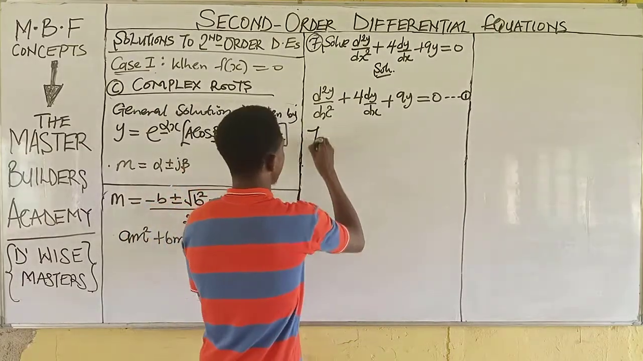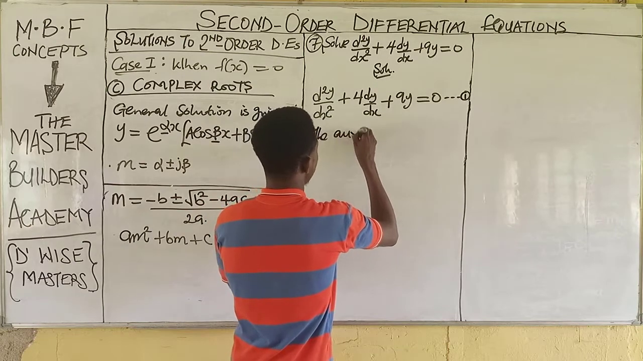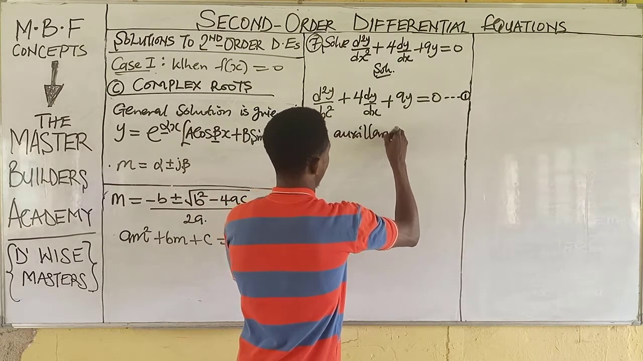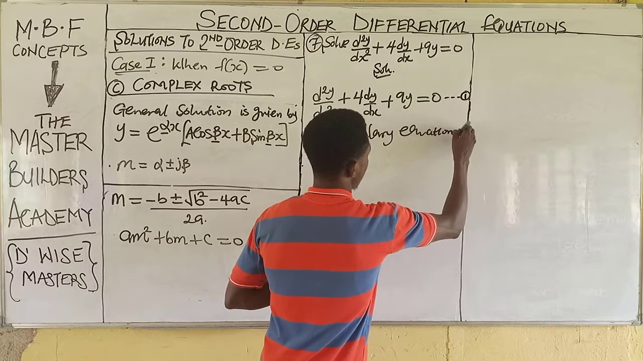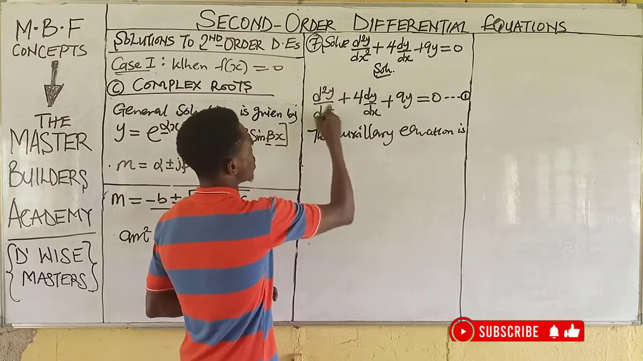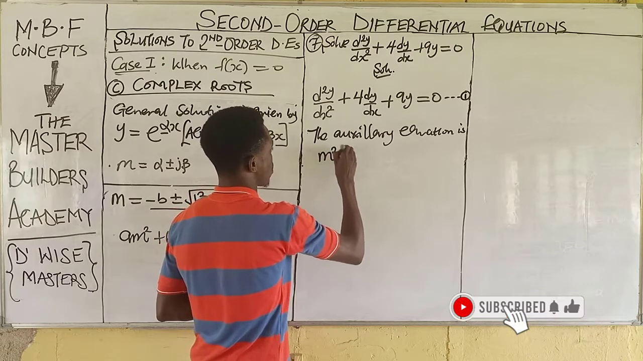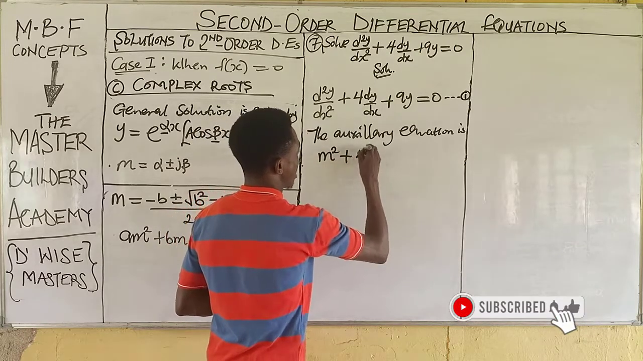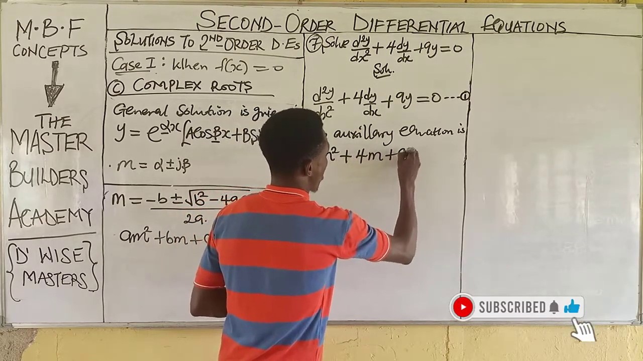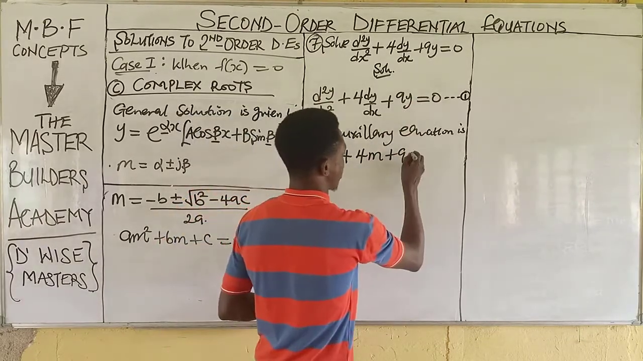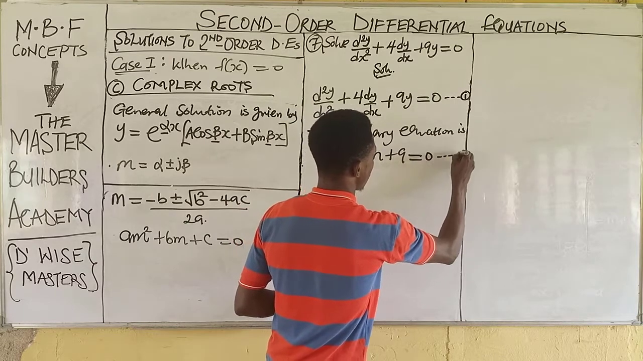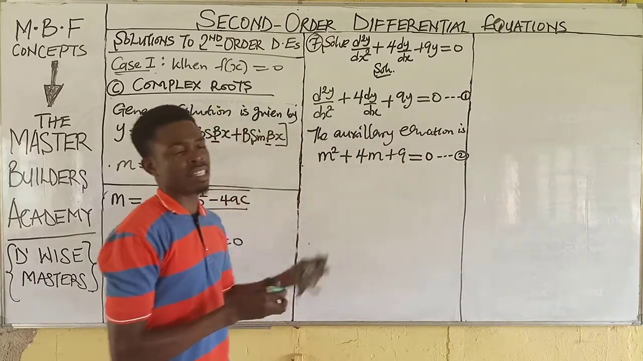Therefore, we have the auxiliary equation. Now, this term is taken as m squared, while dy over dx is taken as m, and y is taken as 1. So 9 multiplied by 1 is 9. Then this is equated to 0. This becomes equation 2. It's as simple as this.